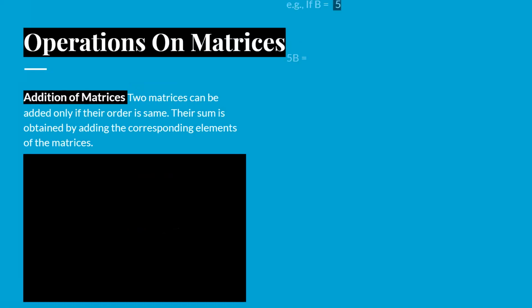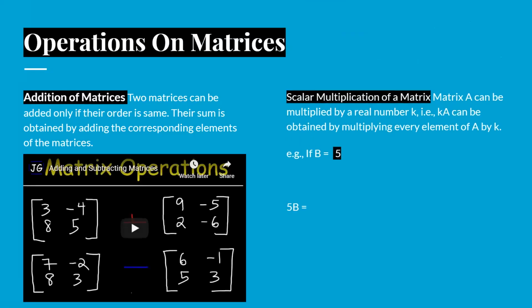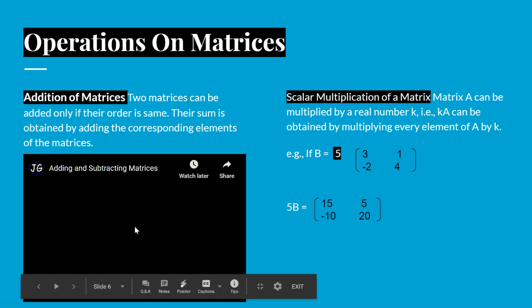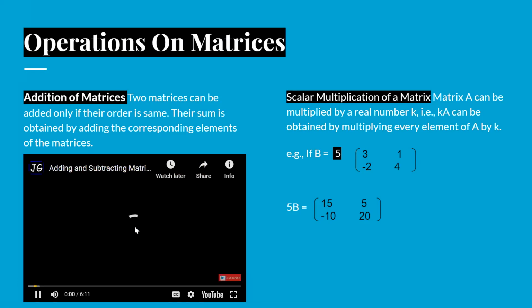So let us understand addition of matrices, how to add two matrices. Two matrices can be added only if their order is the same. Their sum is obtained by adding the corresponding elements of the matrices. So let us see in a small video how we can add two matrices.